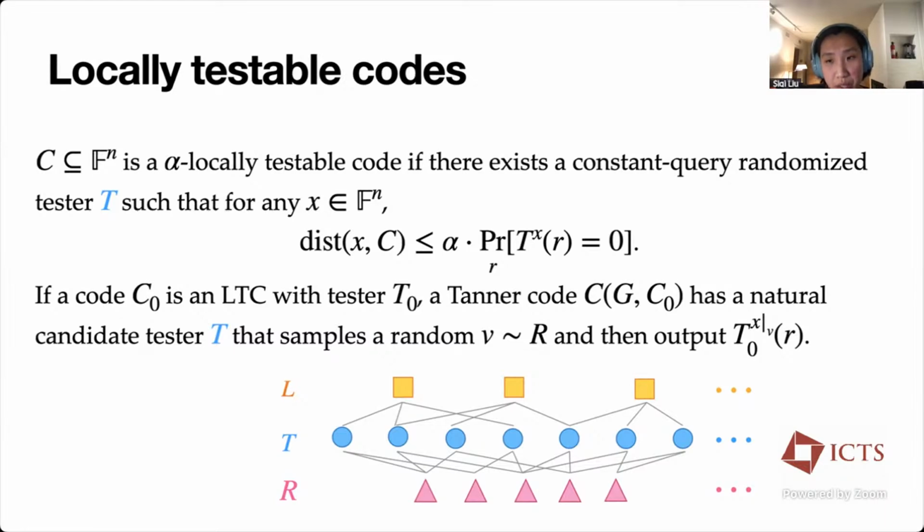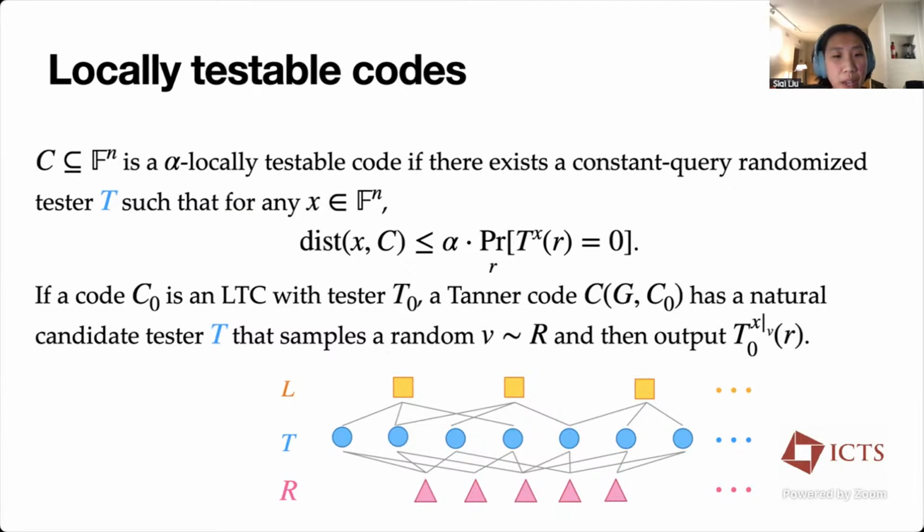So we'll construct this natural candidate tester T in the following way. What it does is it first samples a random vertex V from the right-hand side of this bipartite graph. And then it looks at the restriction of this input string X to the coordinates that are neighborhood of this V, and then uses the local tester T0 to check if this X restricted to the neighbors of V is inside the code C0.